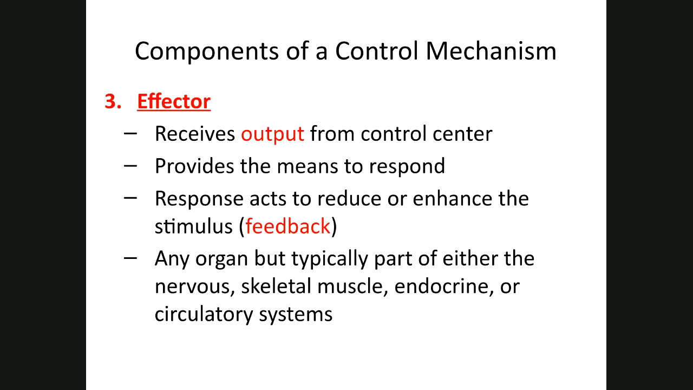So effector organs receive the order from the nervous system, the output, to act out a response that will affect the stimulus. The response is either going to reduce the stimulus or enhance the stimulus. This response is called the feedback.